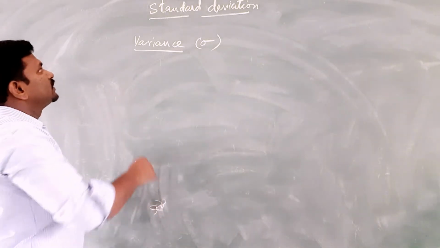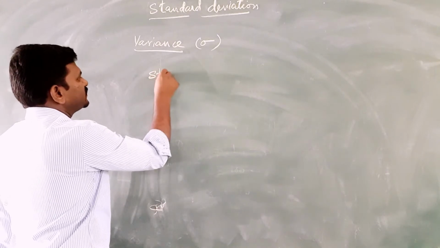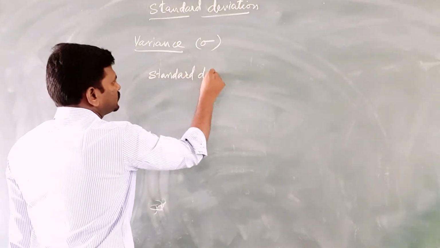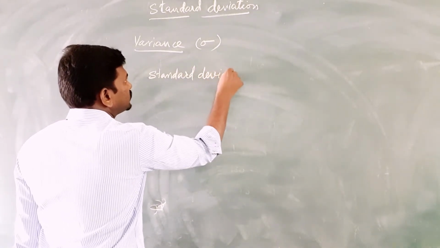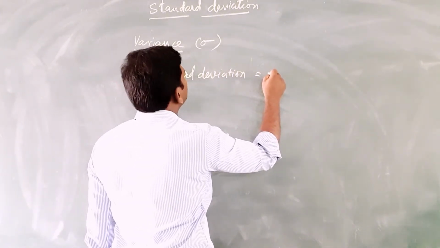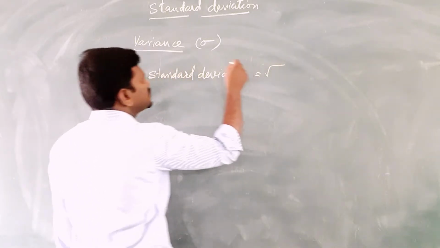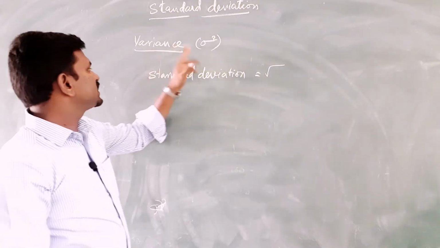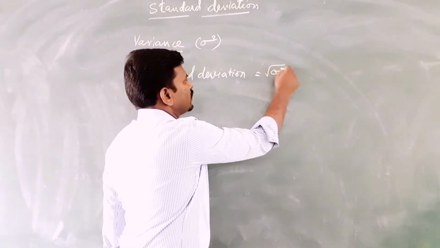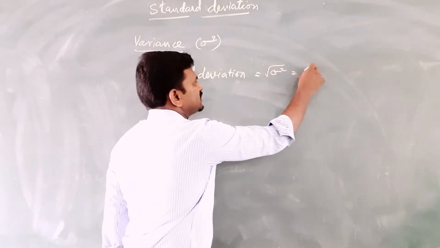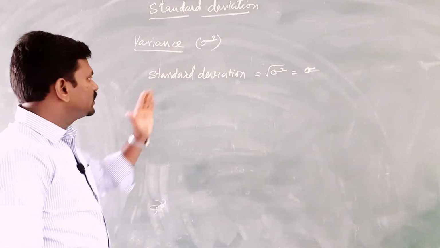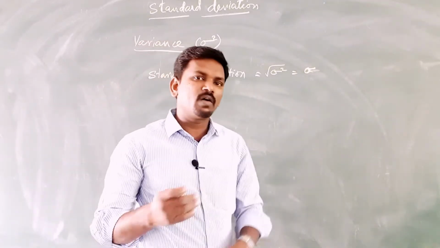Standard deviation is equal to the square root of the variance, which can be written as sigma square. The square root of sigma square will be sigma, that is the standard deviation. So we can find standard deviation for all the data.